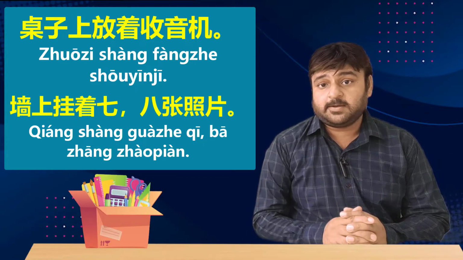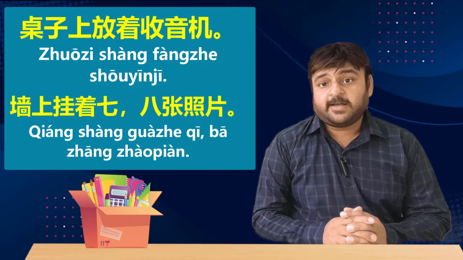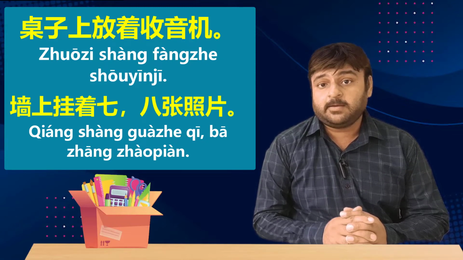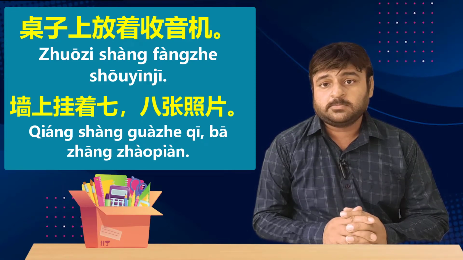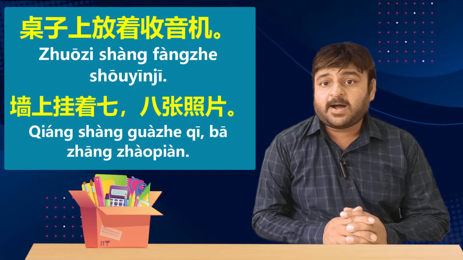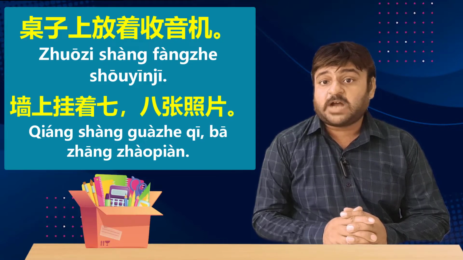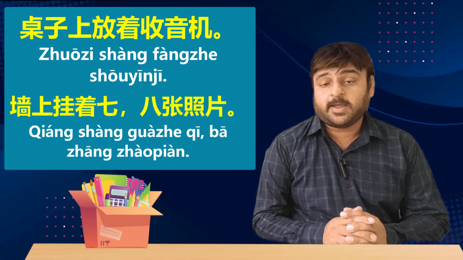Notice the use of zhe again here. This can also be thought of as using -ing in English. For example, clothes are hanging in the wardrobe, or pictures are hanging on the wall. So when we use -ing with hang, it becomes a continuous statement, something happening in the present. Let's read the sentence. 墙上挂着七八张照片. 照片 is picture. On the wall are hanging 7 or 8 pictures.